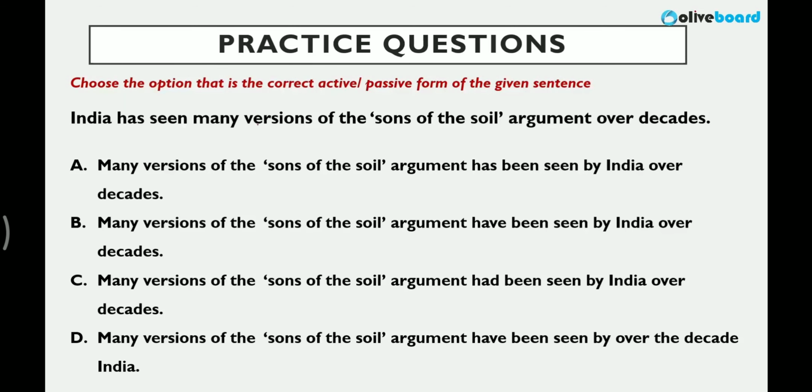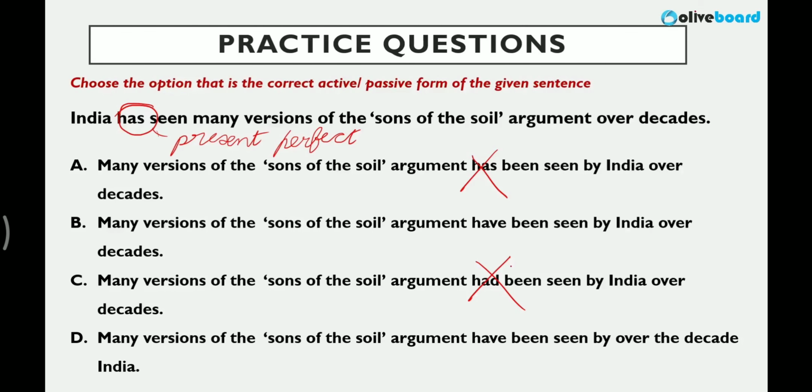India has seen many versions. So has is used, which you can understand is present perfect tense, right? Now when we change perfect tenses into passive, which word is added? It's always B-E-E-N, been, right? Many versions of the sons of the soil argument. Now because there are many versions, which will you use? Have, plural, not has. So it will not be has been, it will not be had been, it will be have been, right? Have been seen by India over decades.